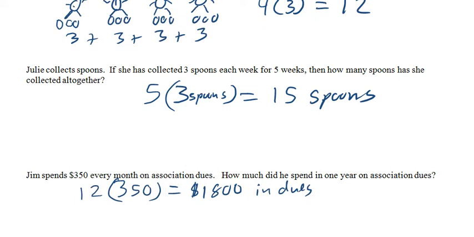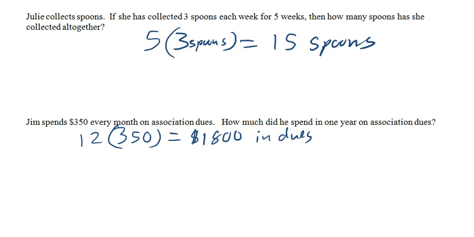Alright, so we should have this. We have 12 sets of 350. So every month, it's 350, 350, 350, 350, 350, and you're going to get 12 of them. So 12 times 350 is $1,800 in dues. And that's it.